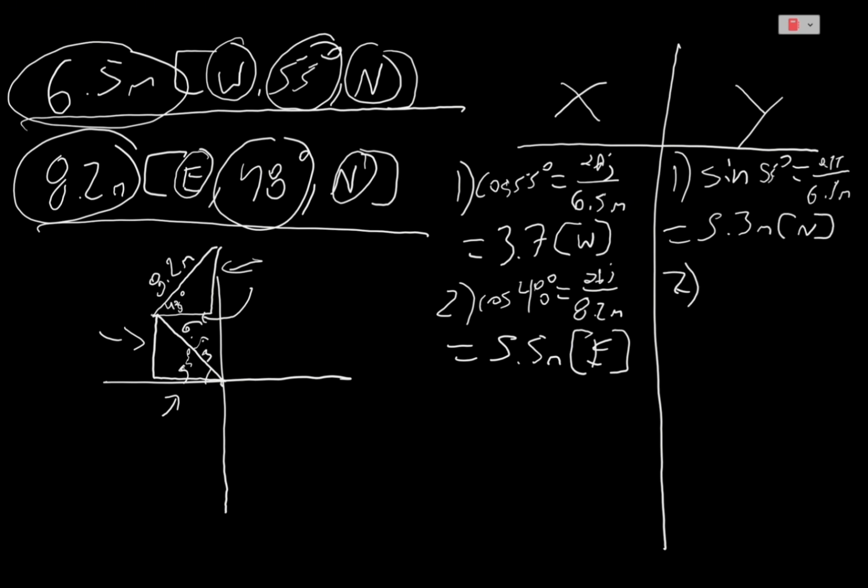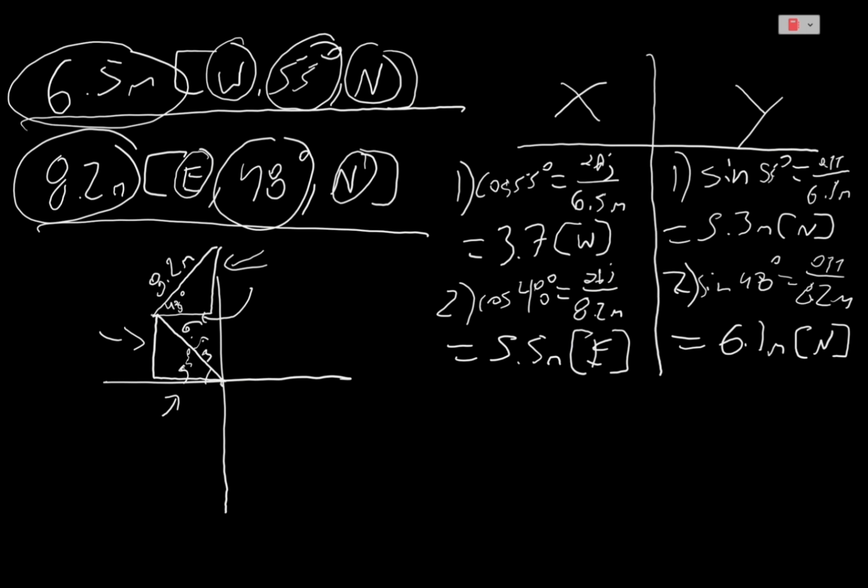And then finally, for this last side length, we are going to use sine 48 equals opposite side over the hypotenuse, which is 8.2 meters. Multiplying sine 48 by 8.2 meters gives us about 6.1 meters north.